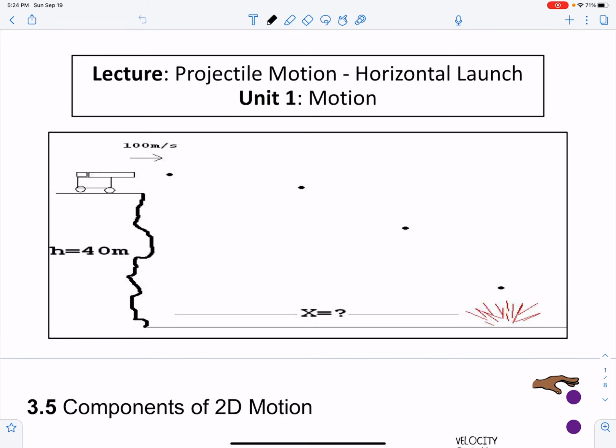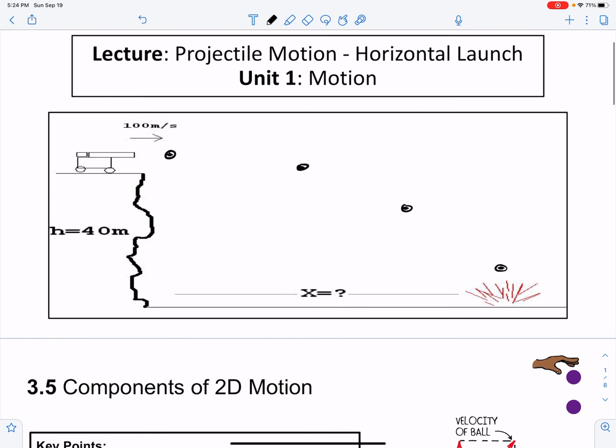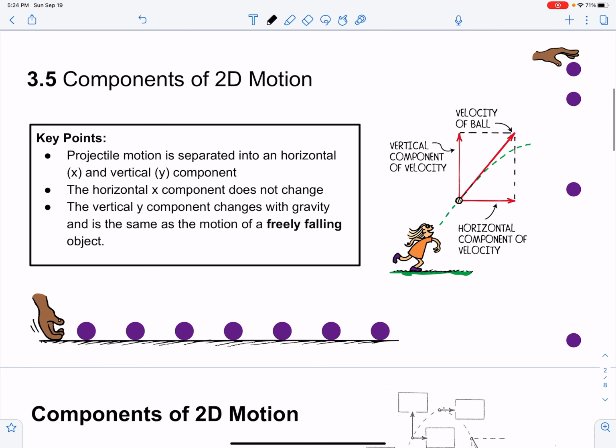This is our lecture on projectile motion, horizontal launches. So that would be an object shot with an initial horizontal velocity, but no initial vertical velocity. All right, so in order to get started, we need to just very quickly recap two-dimensional motion, or what we refer to as projectile motion.